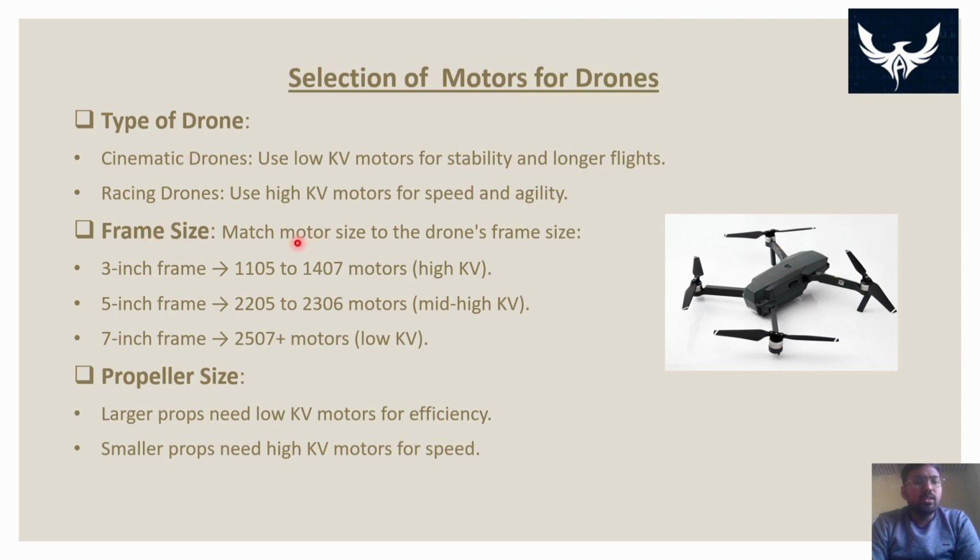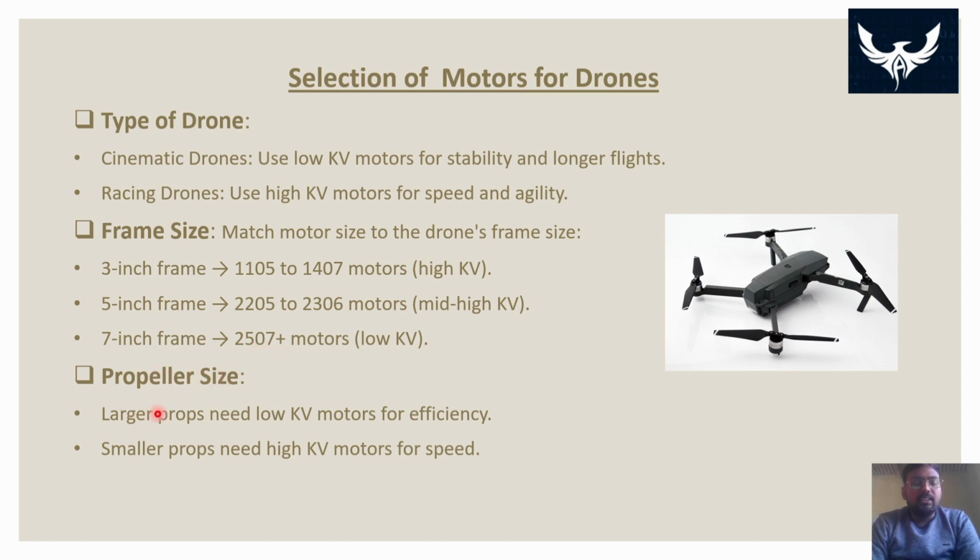Now the frame size: motor size should match the drone frame size. For a 3 inch frame, we have to use a high kV motor, in the 1105 to 1407 range. If we have a 5 inch frame, then we use a mid-high kV motor, in the 2205 to 2306 range. And for a 6 inch frame, we use low kV motors, 2507 plus.